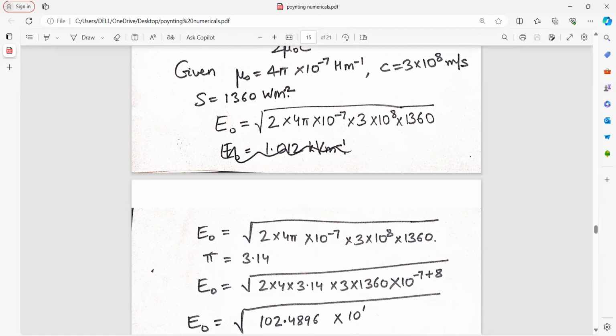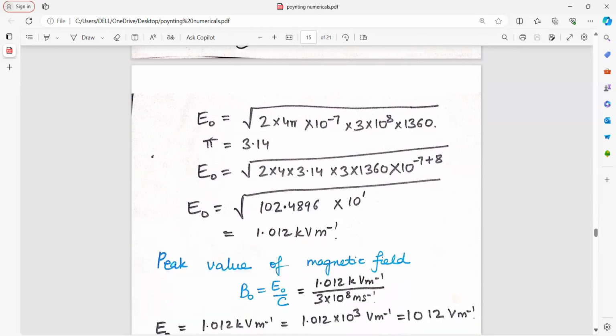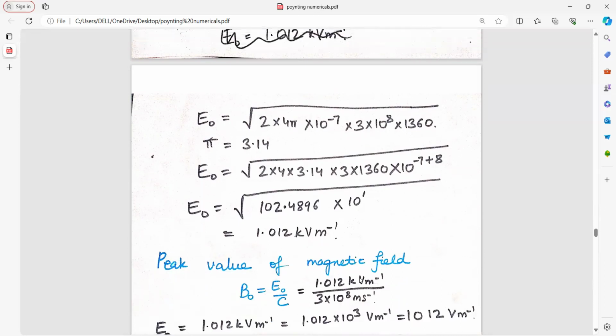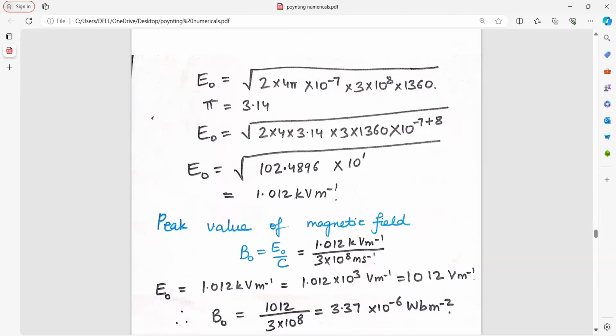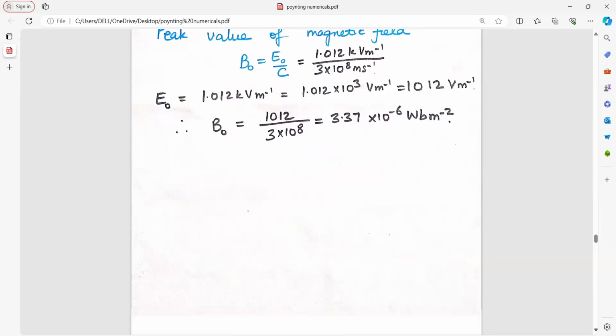Pi is 3.14. 10 powers, we shift them to one side. Rest, we multiply the quantities. And then for peak value of magnetic field, B naught is equal to E naught upon C. Straight away, and you get the answer.